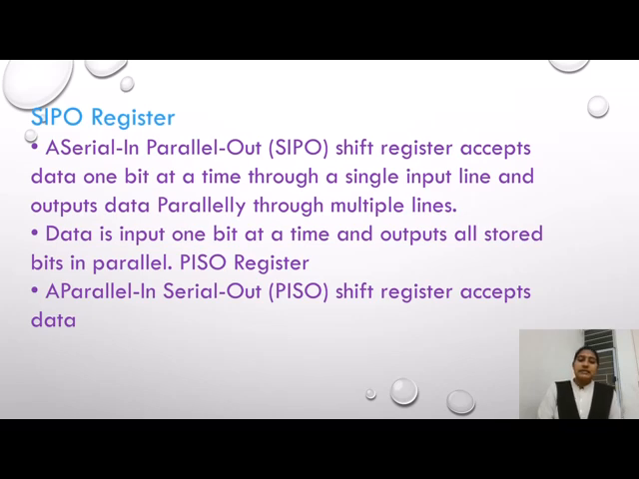PISO register. A parallel in, serial out shift register accepts data. We know that in the serial in, serial out register, it accepts the data one bit at a time through a single input line and the outputs are serial. Here it also accepts the data one bit at a time through a single input line and outputs data parallelly through multiple lines. We'll see the circuit diagram.